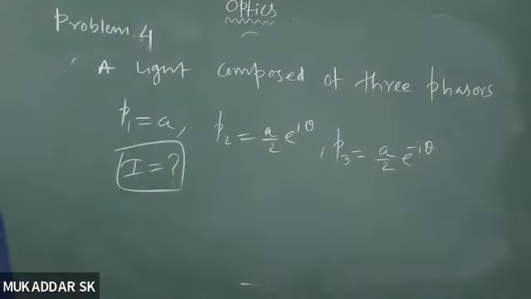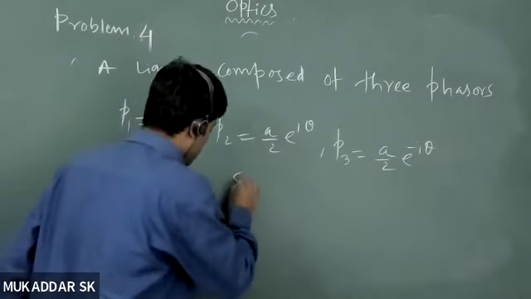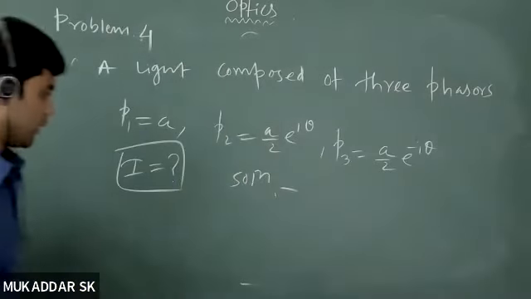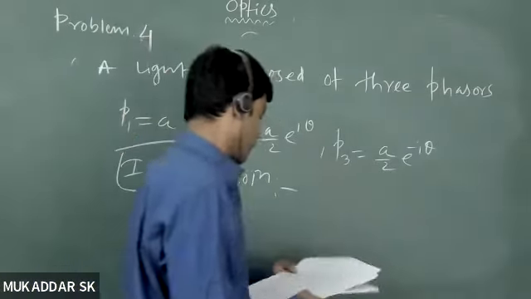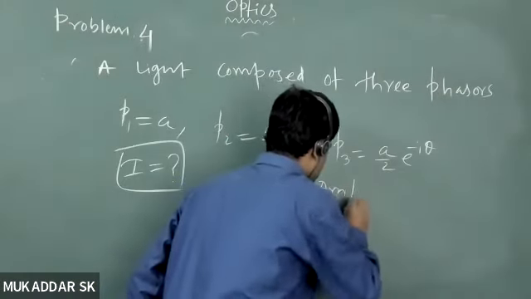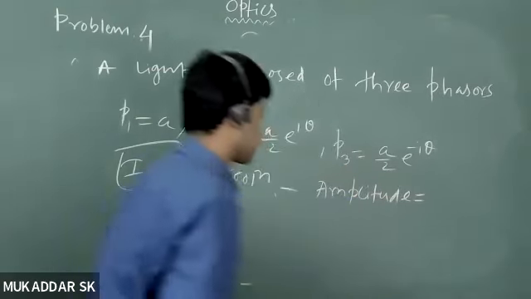The light is composed of three phasors. The phasors are given. So how much intensity would it be? कितना हो जाएगा बताओ? How will we solve this? Can you please tell me how much will be the amplitude of this ray? How much will be the amplitude of this ray?